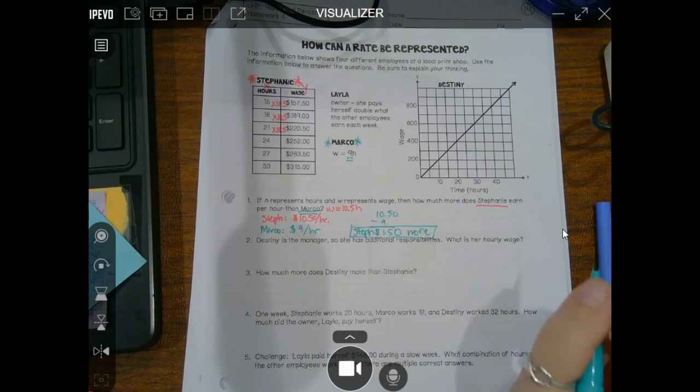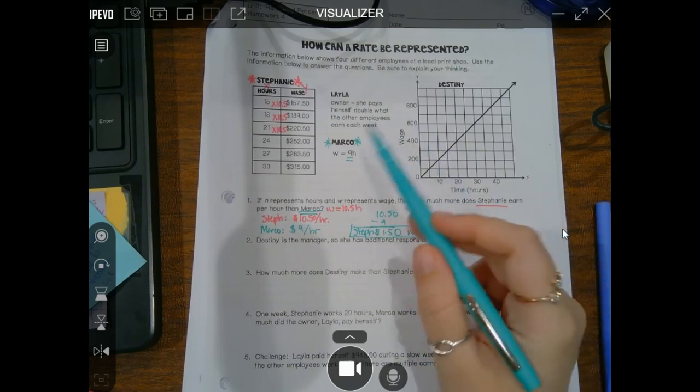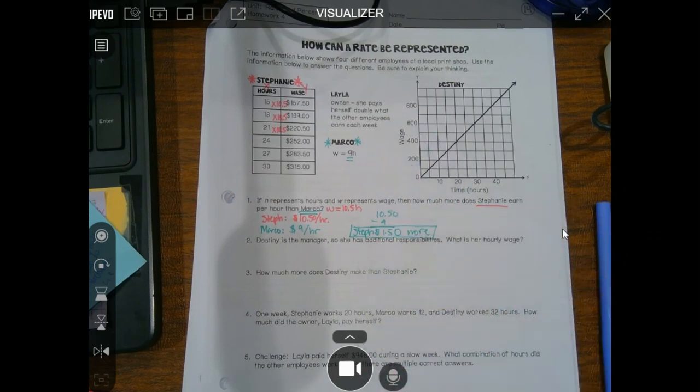And there you go. Okay, so you're going to continue using the information up here to answer the questions below. You got this. Ready, set, go.